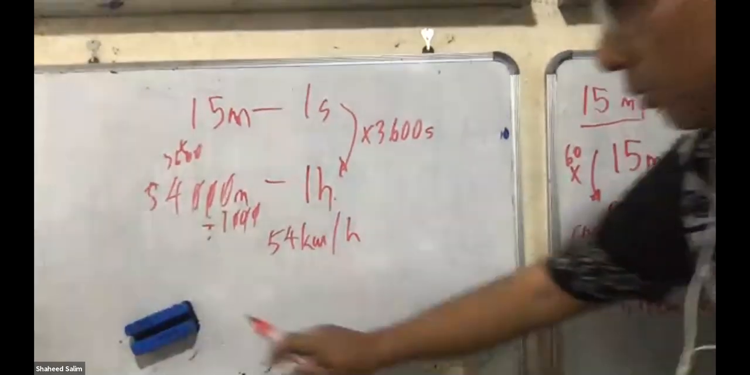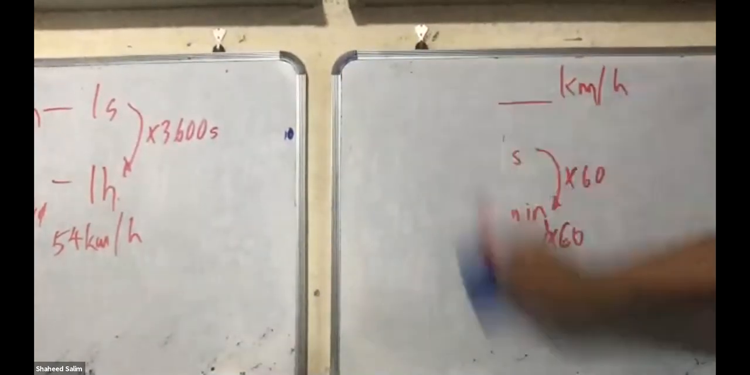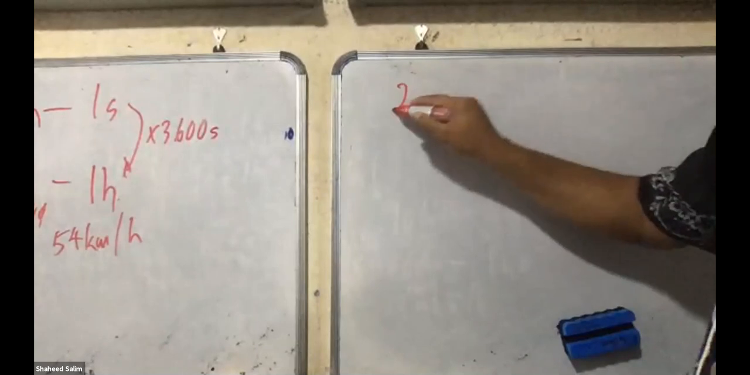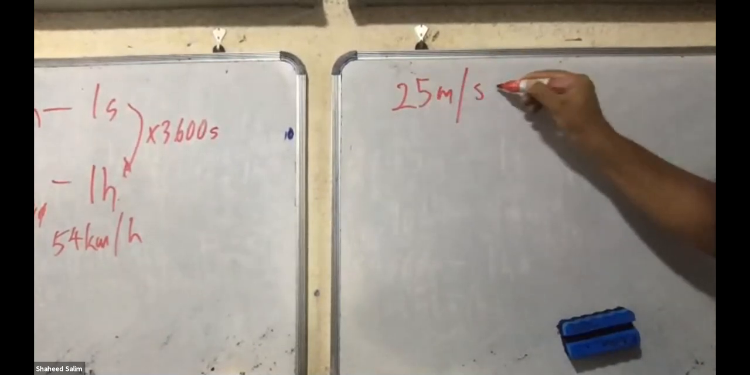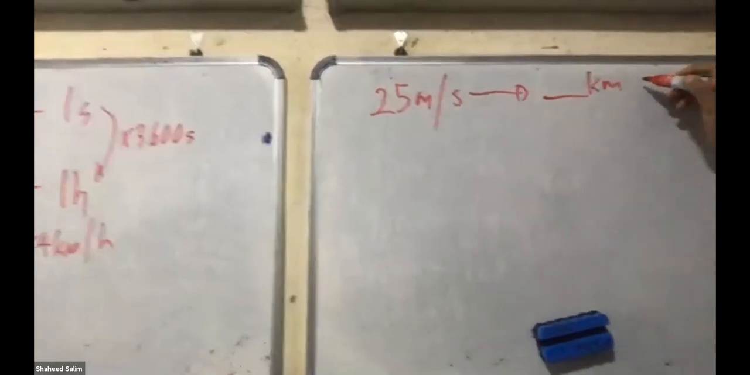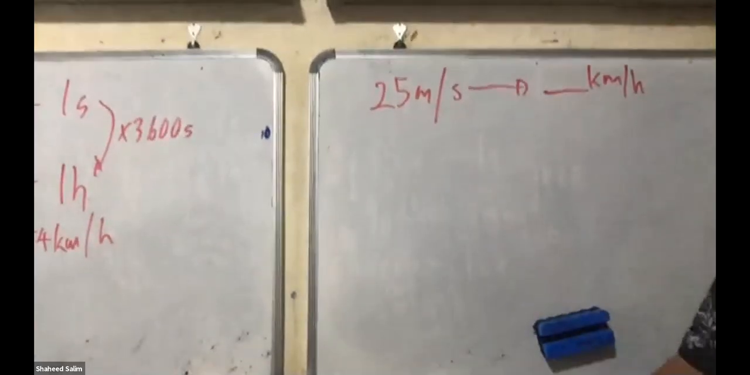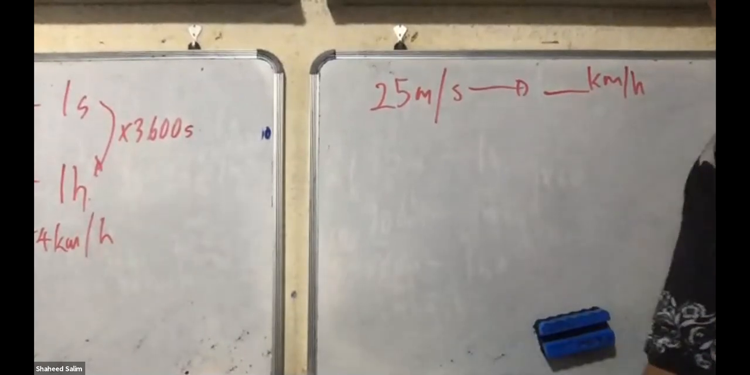Okay, we try one more, mister. One more. Okay, here we go. 25 meters per second. We want to change it to kilometers per hour. Can? Can see now? Yeah. All right.